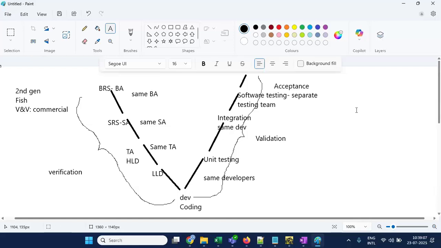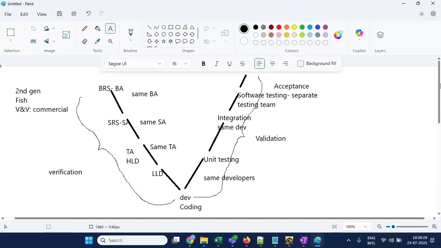So far what we have covered, let's summarize it. First I explained what is software, what is testing. Software is nothing but a set of executable programs. Who will write the programs? The development team. Whatever code they have written, there should be a testing team to test whether they have written it correctly or not.